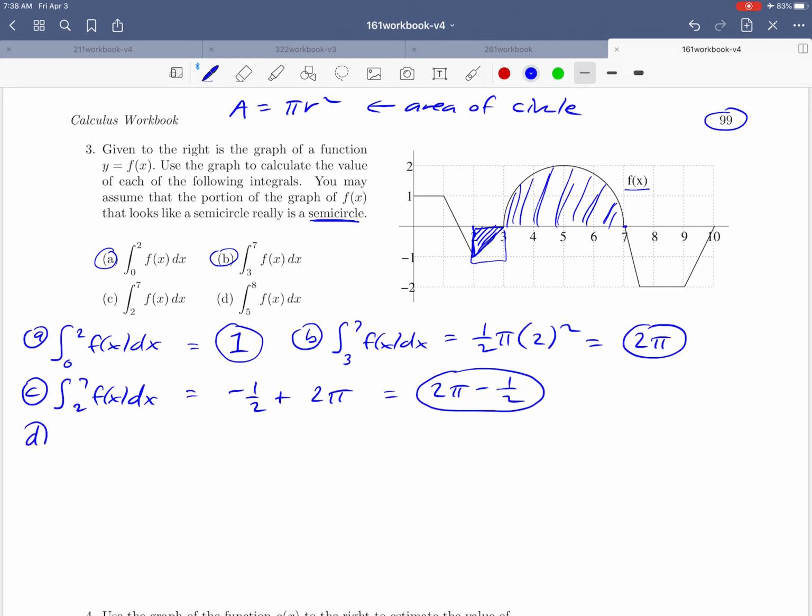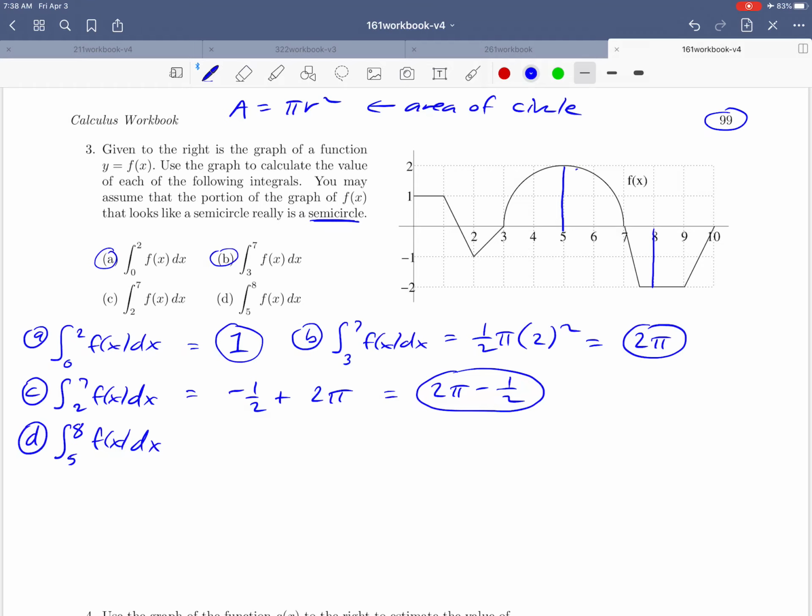Okay, and then we come to D. This, I think, is the hardest out of the 4 integrals that they asked us to do. Okay, so let's again just get rid of what we drew in the previous part and start fresh here. Okay, so what are we talking about when we talk about the integral from 5 to 8? Let's see if we can picture it first. Okay, so 5 gets us started here, and 8 is here.